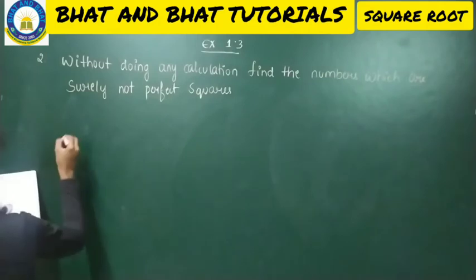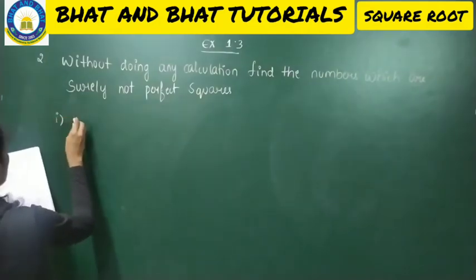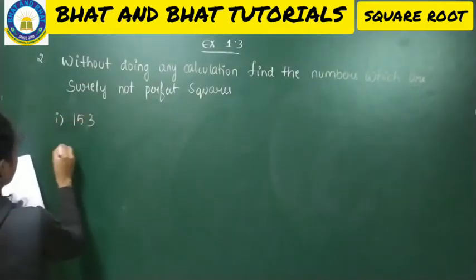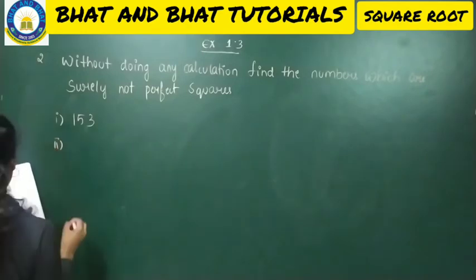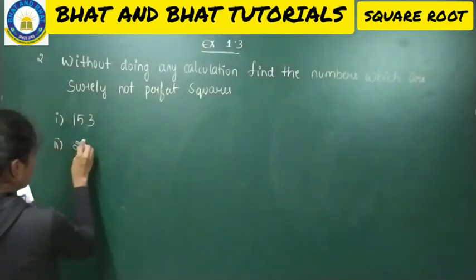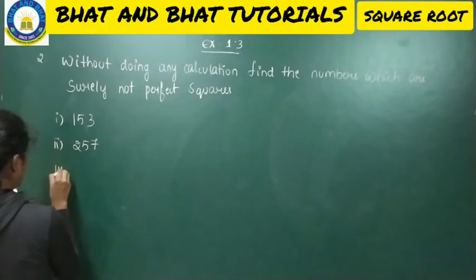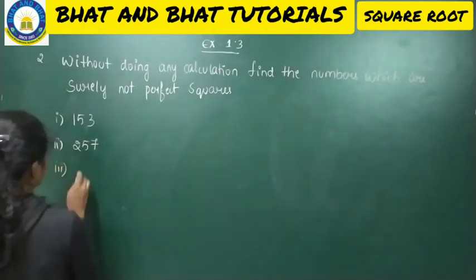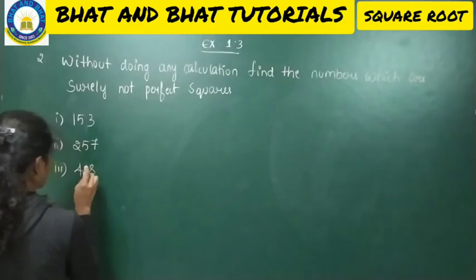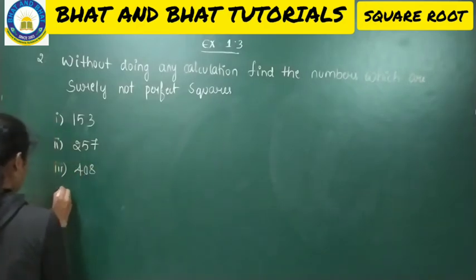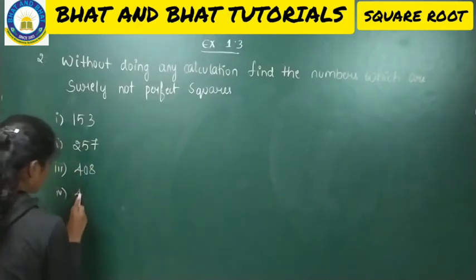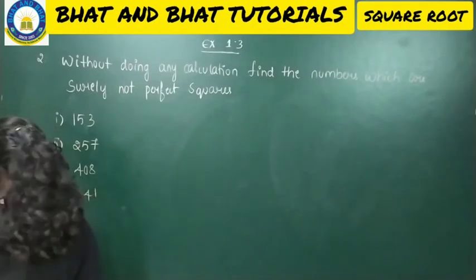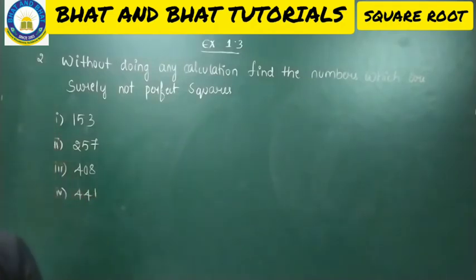So for this also you have 4 sub questions. First one is 153. Second one is 257. And the third question is 408. And the question number 4 is 441.